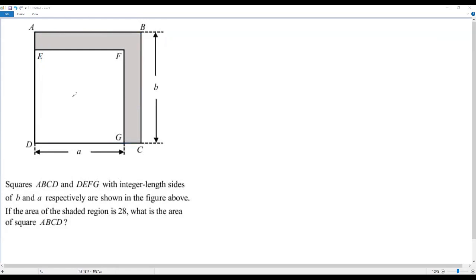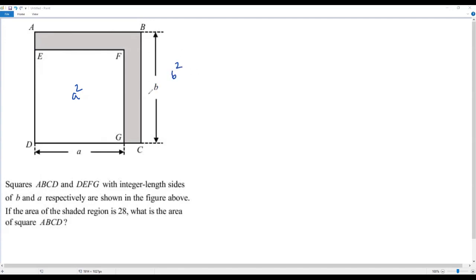Okay, we know that the length of each side of the smaller square DEFG is A. Then the area of this smaller square is A squared. That is, we have to multiply the side by side to get the area of a square. Okay, we know that the length of each side of the bigger square ABCD is B, that is given over here. Now to get the area of the bigger square, we have to multiply this B by itself, that is B squared is the area of the bigger square.